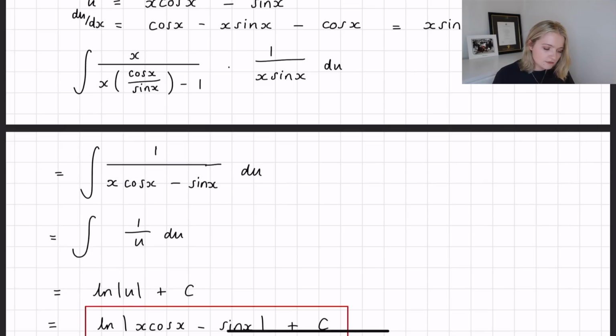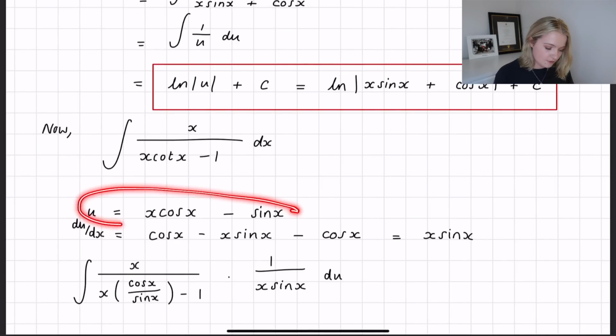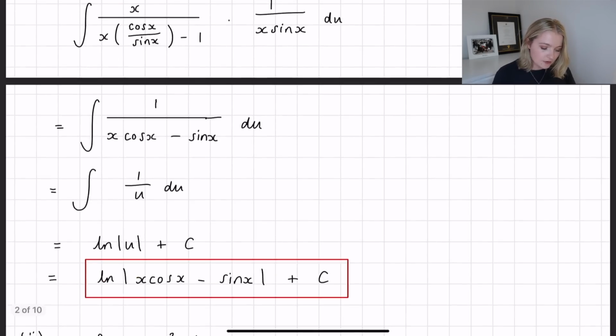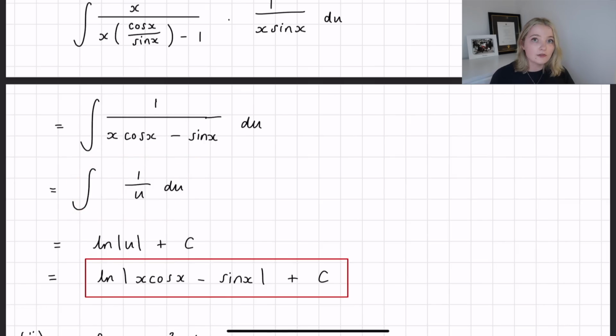Now, I really probably should have used a different letter here, because I don't want you getting confused and thinking that u is the same as the u in the first question. It's not. You'll see that from where I define it here. So we do get the same integral out, but here we have a different value for u. We do the integration, so we get natural log of absolute value of u plus c, and then we just substitute our value for u in there, which is this. And so this is the final answer.